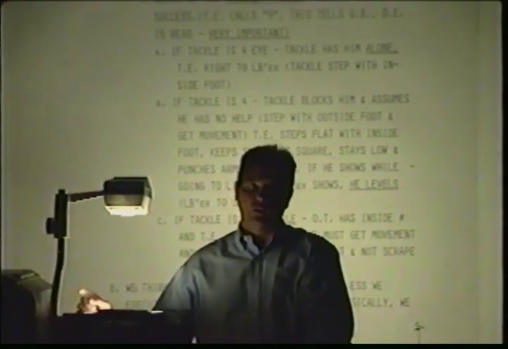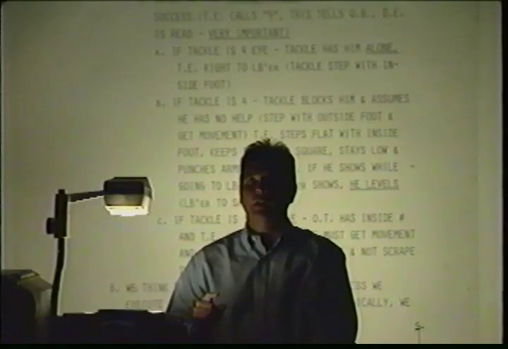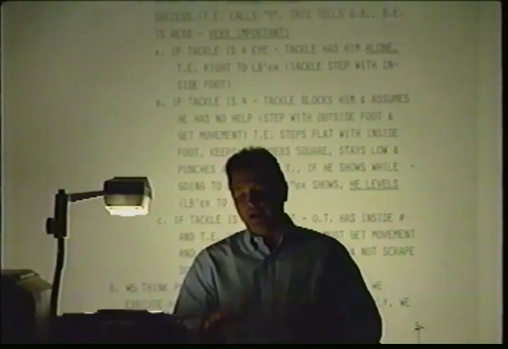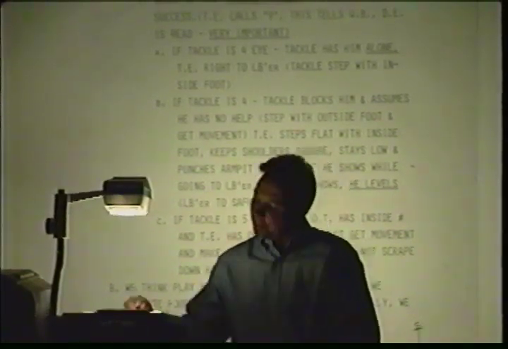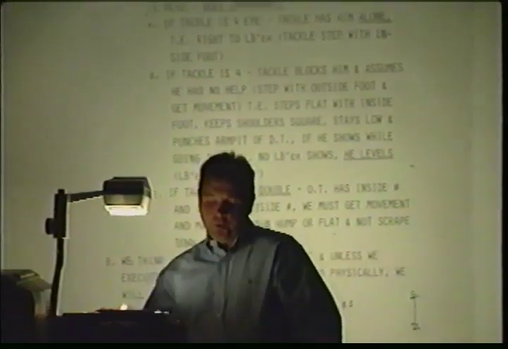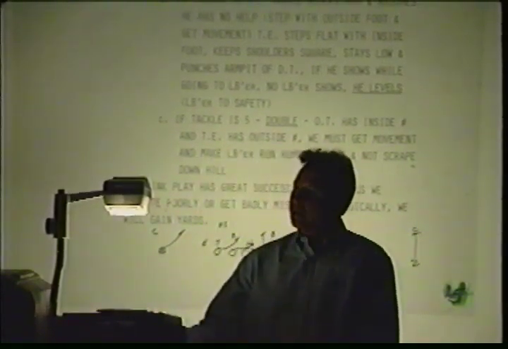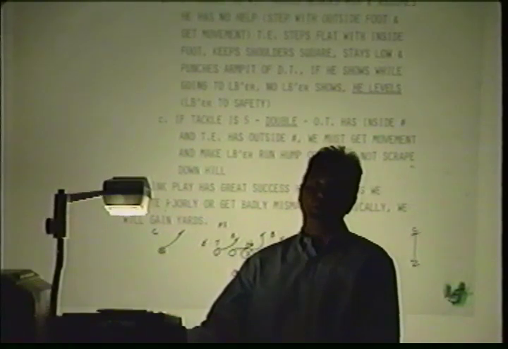5 call. Tackle is a 5 technique. Gap between the tackle and the tight end. No questions asked, we are double teaming him. Tackle calls 5, we double. We bring our asses together. Tackle's got the inside number, tight end's got the outside number. We're trying to get movement on the tackle straight back. We must get moving to make the linebacker run the hump or flat and not straight downhill. That's how we block a 50. That's the only way we block a 50.